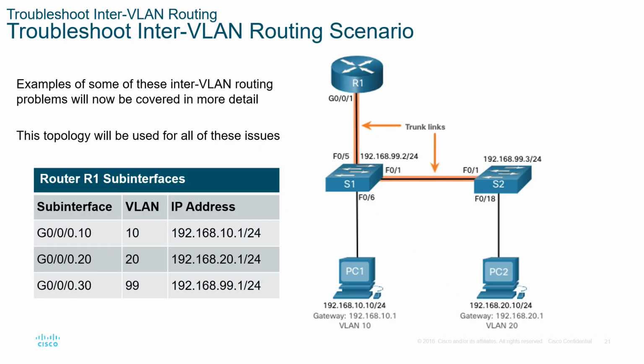You could also have some examples of inter-VLAN routing problems. As such, the topology will be used for all of these issues. So here's my topology. Again, here are my two trunk links. So G0/0 with a subinterface of 10 is in VLAN 10 and it has an IP address of 10. Likewise for 20 and 30.